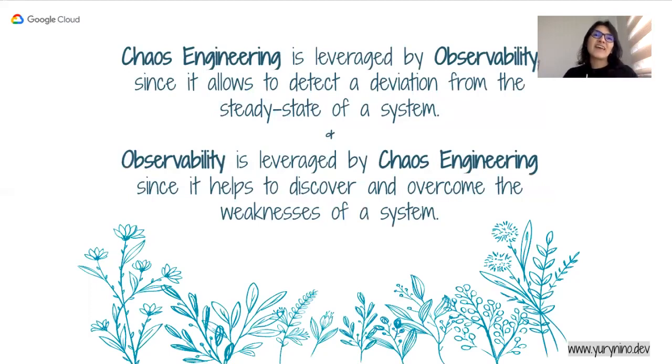Here, a summary of what I was trying to explain. Both concepts are complementary and they are bridged by an important concept, knowledge. In this sense, chaos engineering is leveraged by observability since it allows to detect a deviation from the steady state of a system. And observability is leveraged by chaos engineering since it helps to discover and overcome the weaknesses of the system.